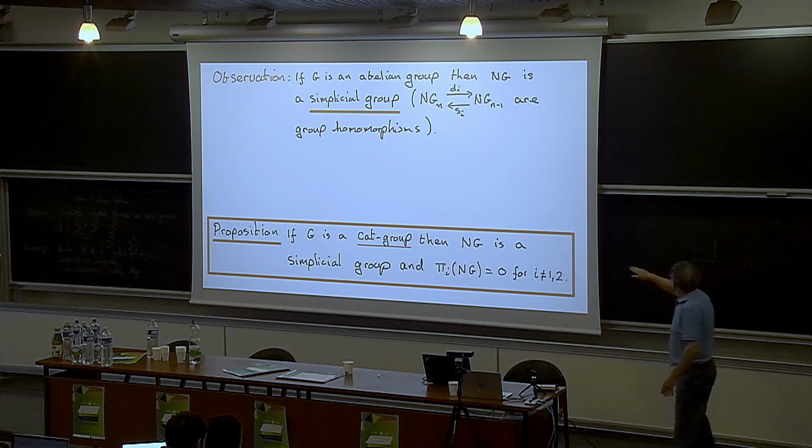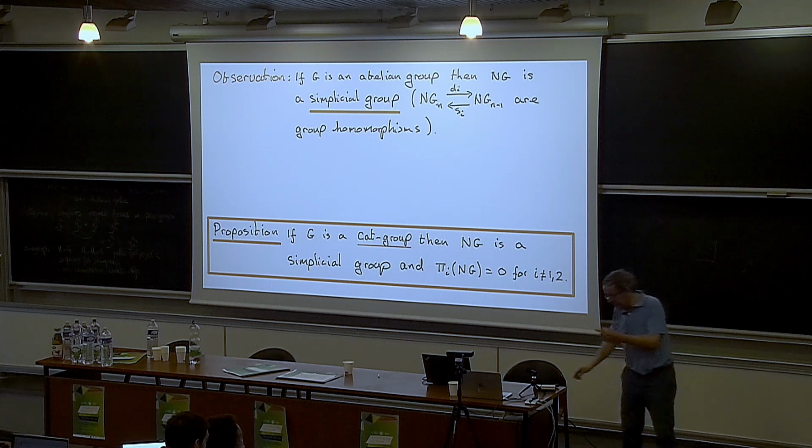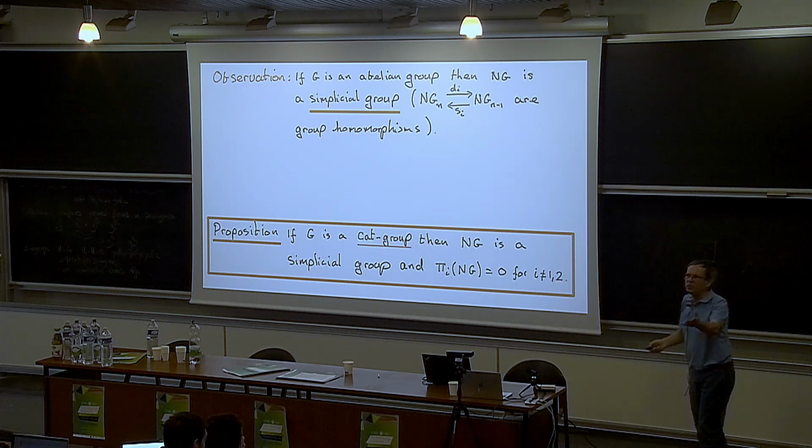I illustrated it for the case of a monoid or for a group, but in general, I have to give a condition on a small category. So cat group is a category, and not a group. So let me give the definition then. Let me answer it with a definition.